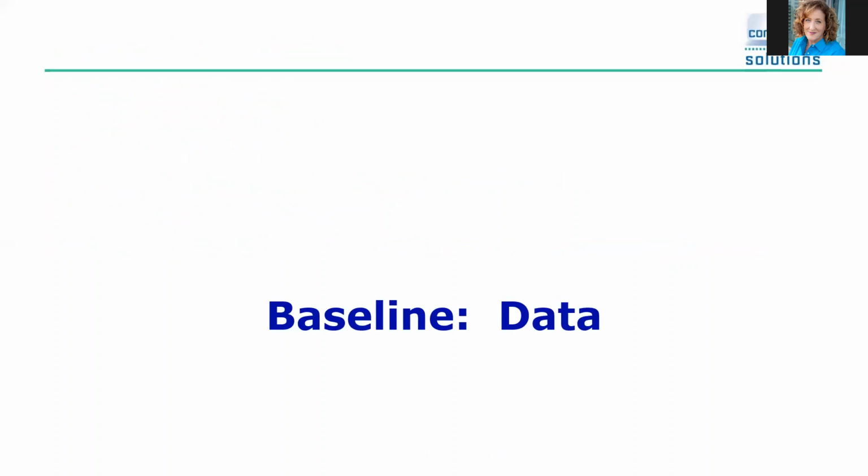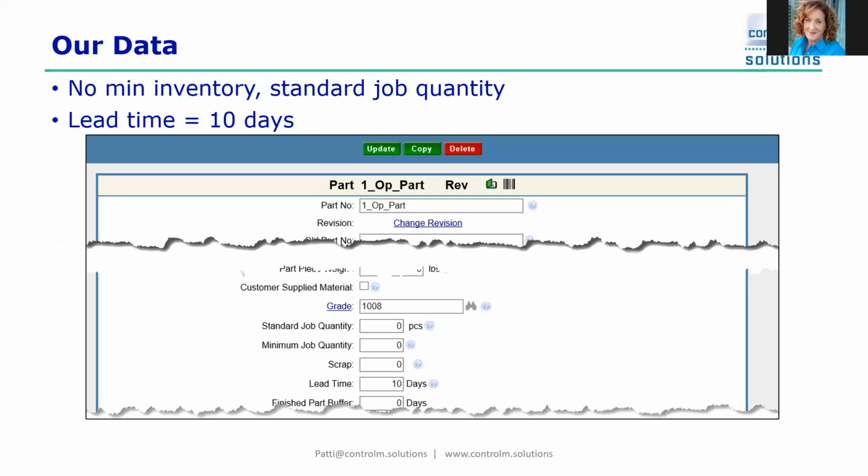It's always important to know your data, and I'm going to start by keeping mine very simple. I know yours is going to be more complex, but it's best when we're learning to start out simply. We're going to use a part that is a one operation part, a single operation part that's got 10 days on the lead time of the part record.